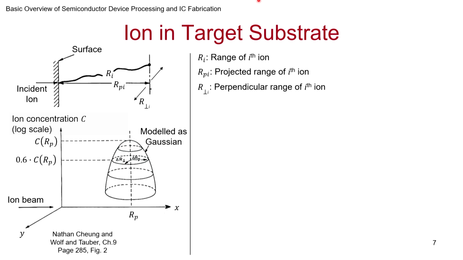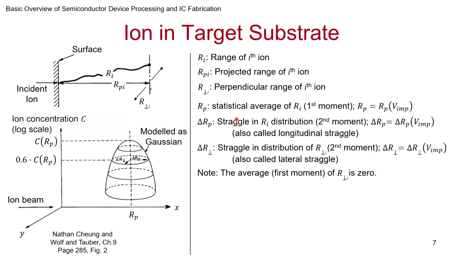So for a given ion you will have a range to which it goes, but the projected range is what is important, because it is a planar process, right. From the top you are implanting and you want to know how deep it has gone. That is the projected range of the ion, RPi and R perpendicular. This is there for every ion, but statistically Rp can be evaluated. If you do this for a large number of ions, or even analytically, you can come up with these numbers. So Rp, the statistical average, is the first moment, okay.